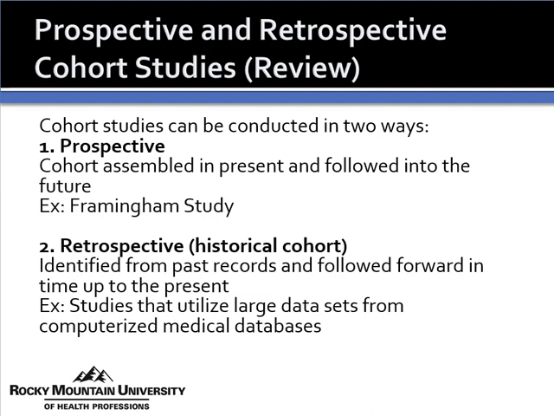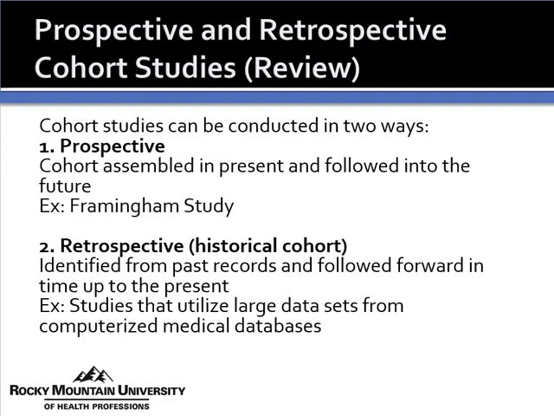Now, cohort studies can be accomplished in one of 2 ways. There can be the prospective way, where the cohort's assembled in the present and followed into the future. That's the Framingham study example. It's also the way that I've done many things where I have looked at Division III, Division II, NAIA athletes, tested them in the preseason, and then observed them over the course of their season for injury.